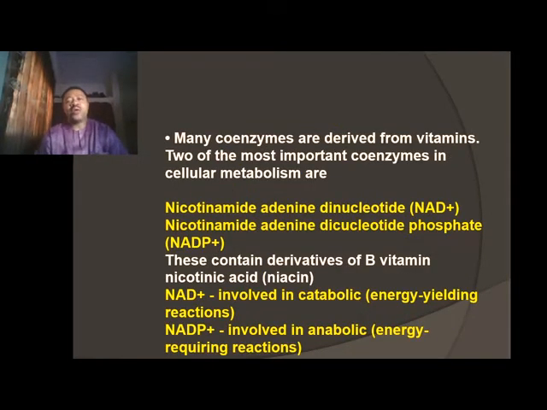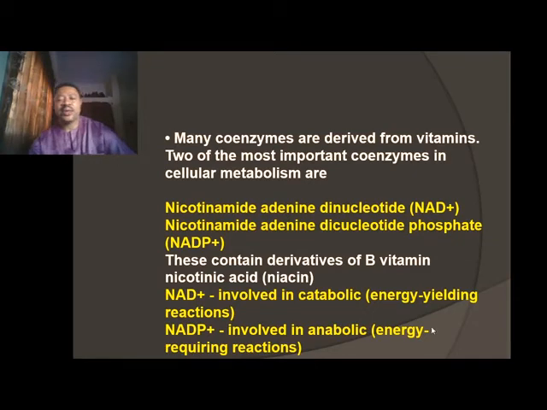Now, many coenzymes are derived from vitamins. Two of the most important coenzymes that we find in cellular metabolism are nicotinamide adenine dinucleotide as well as nicotinamide adenine dinucleotide phosphate. In short, we usually refer to them as NAD and NADP. Now, these contain derivatives of the vitamin B, which is also called nicotinic acid or niacin.